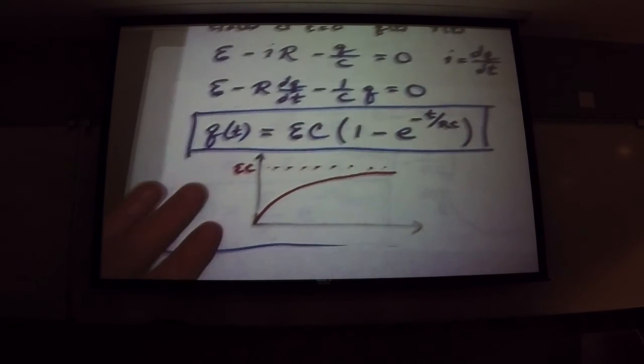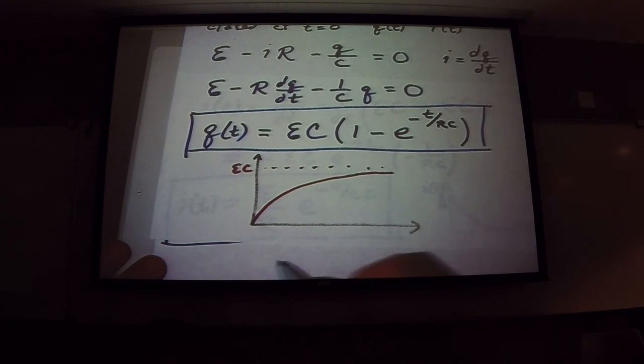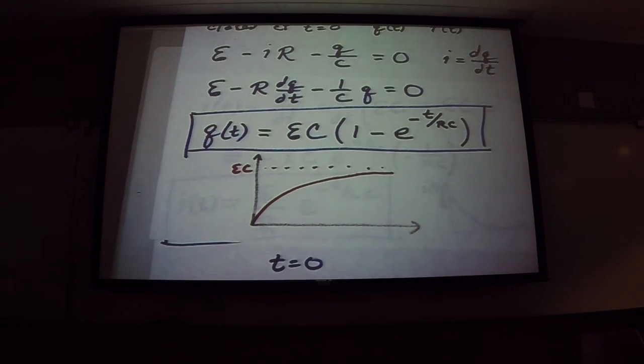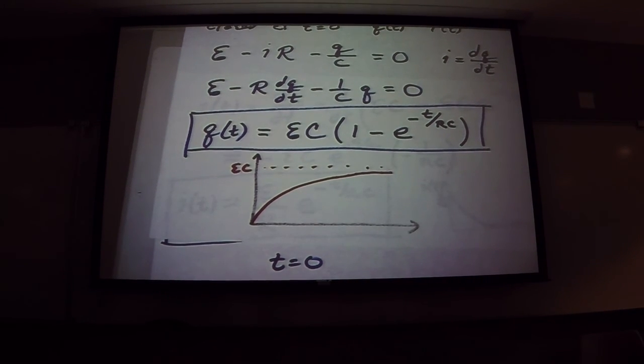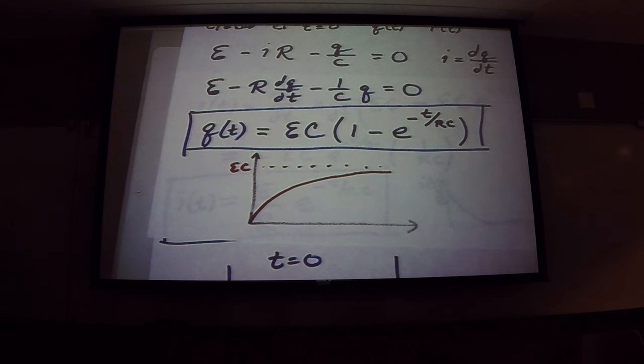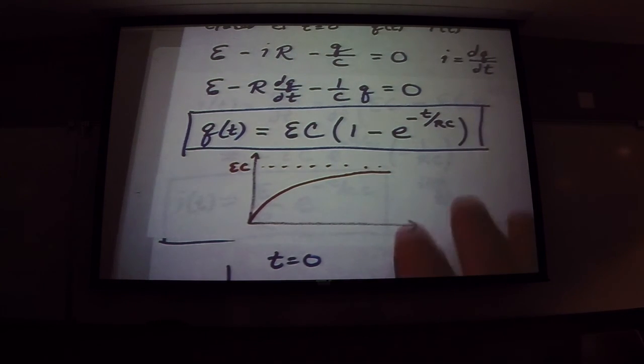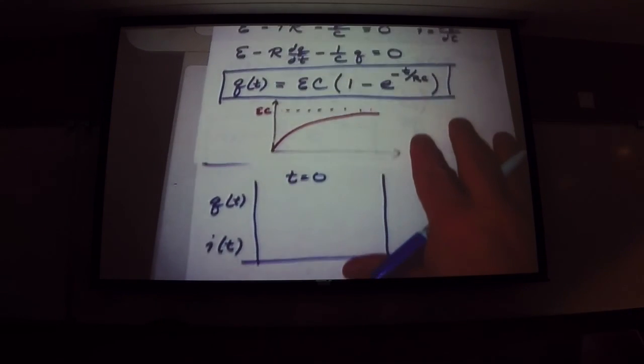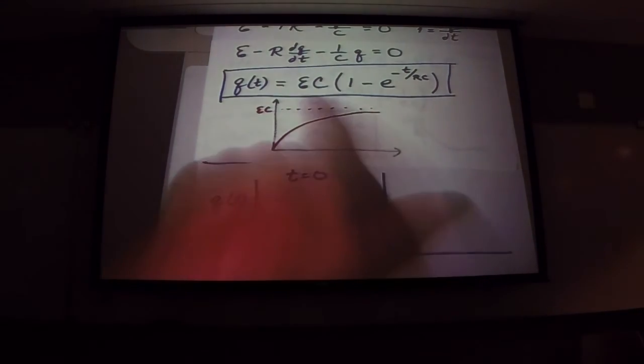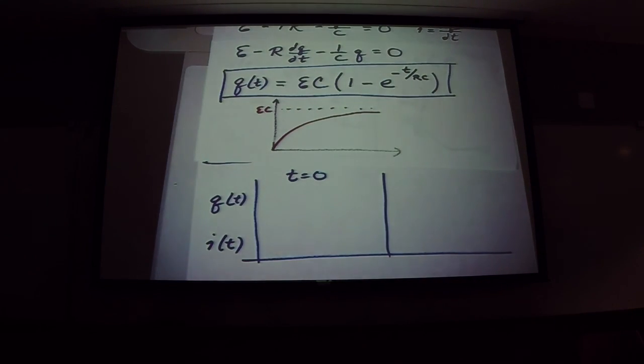And so let's make a little chart here. First of all, we're going to look at t equals 0. I'm going to look at the charge in the circuit, and I'm going to look at the current in the circuit. Okay? So at t equals 0, I want to look at this.